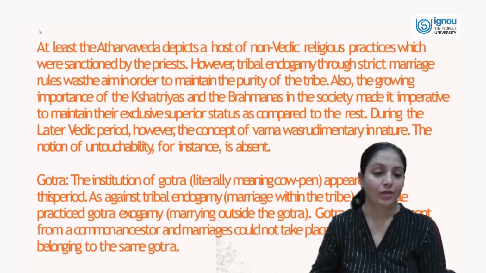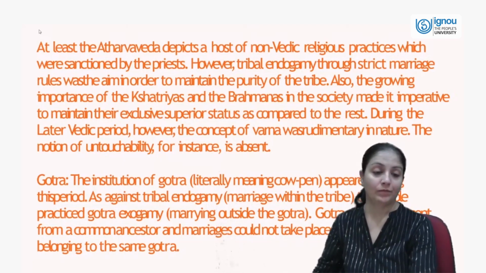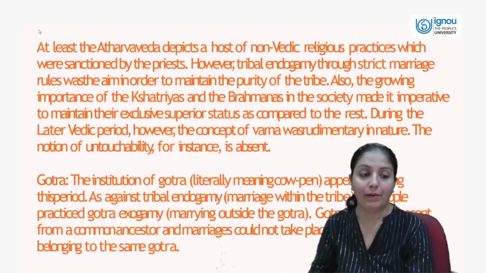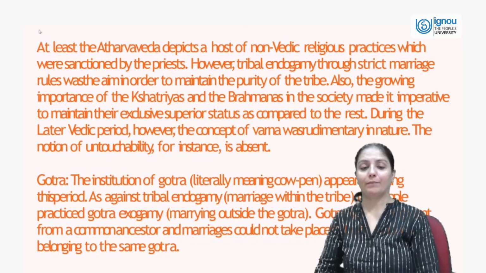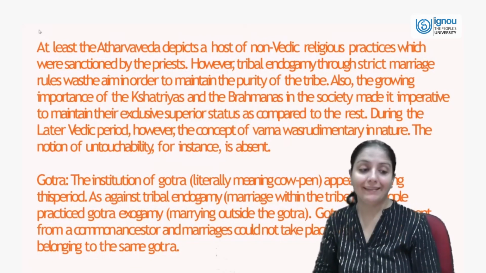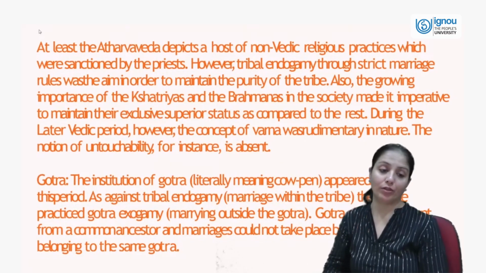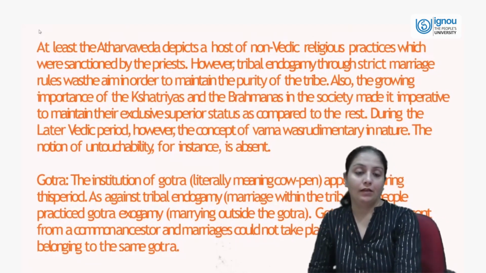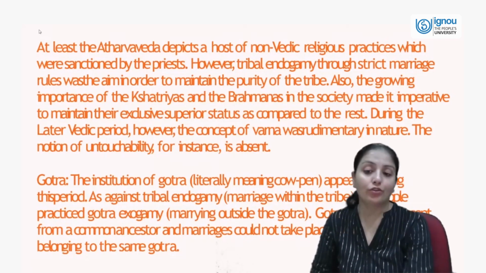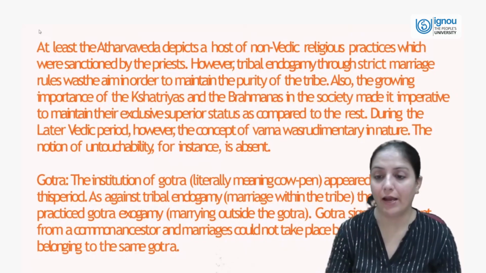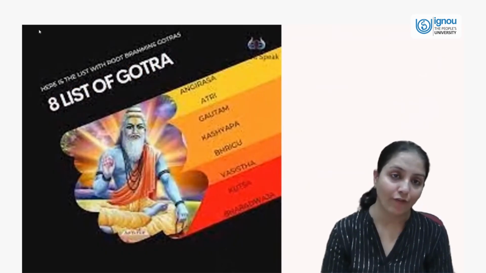Next is Gotra. The institution of Gotra appeared during the later Vedic period. This went against tribal endogamy. The people practiced Gotra exogamy, meaning marrying outside the unit. Gotra signified descent from a common ancestor, and marriage could not take place between couples belonging to the same Gotra. Yes, within one Gotra they cannot marry each other. The Gotra should be different on the husband's side and the wife's side.